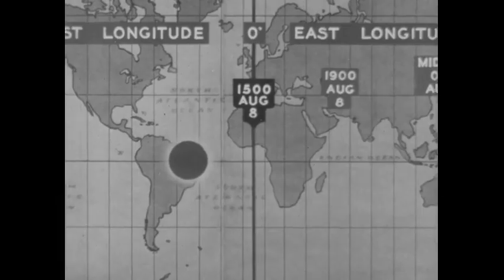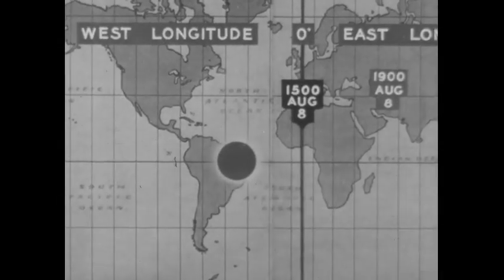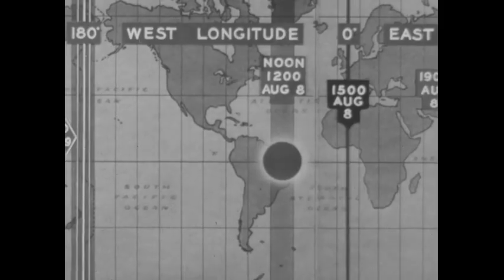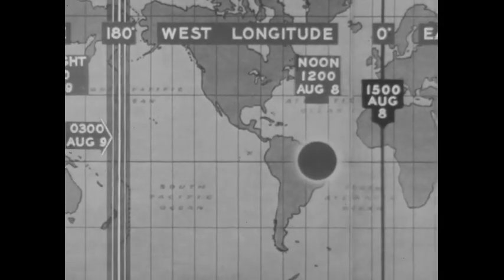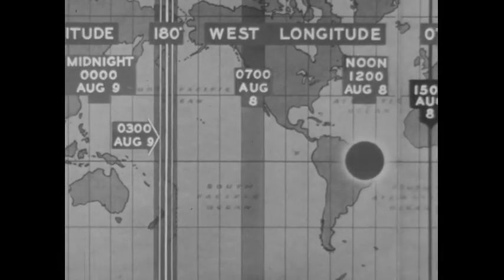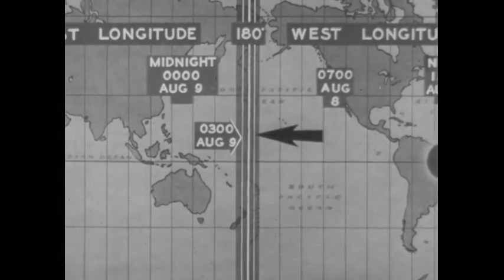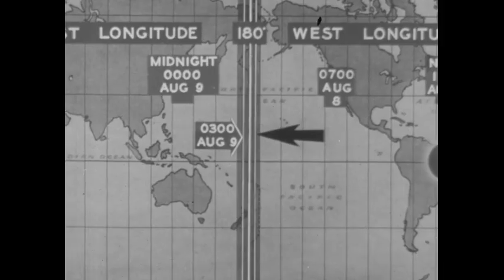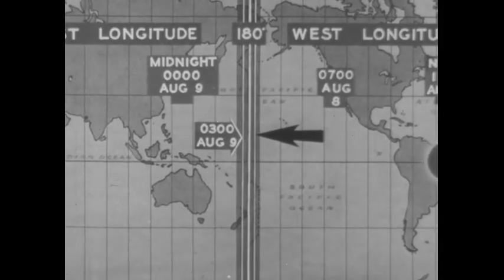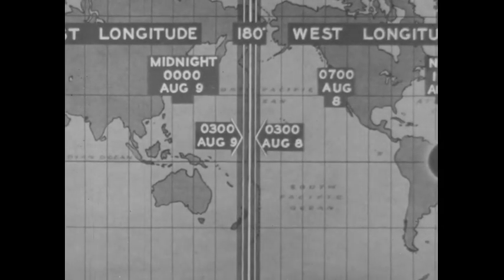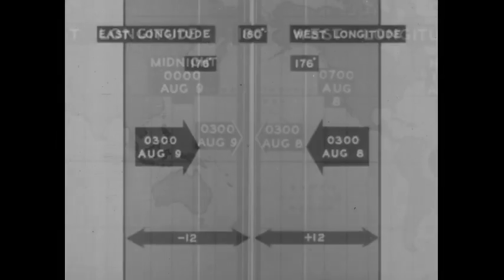However, if we move westward from Greenwich, the time becomes earlier and earlier, until here the sun is on the local meridian, and it is noon. While here in 176 degrees west longitude, the time is 12 hours earlier than at Greenwich, and therefore it is 0300, and the date is August 8th, the same as at Greenwich.